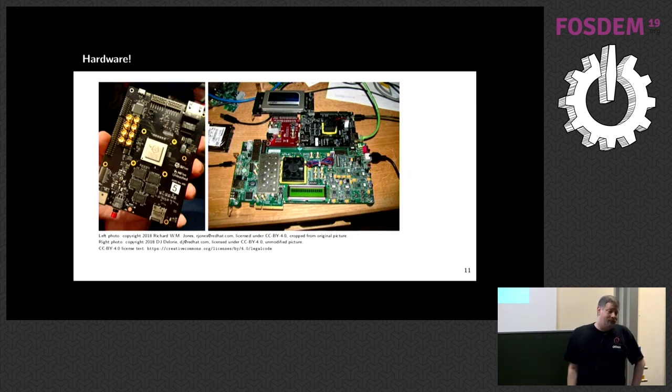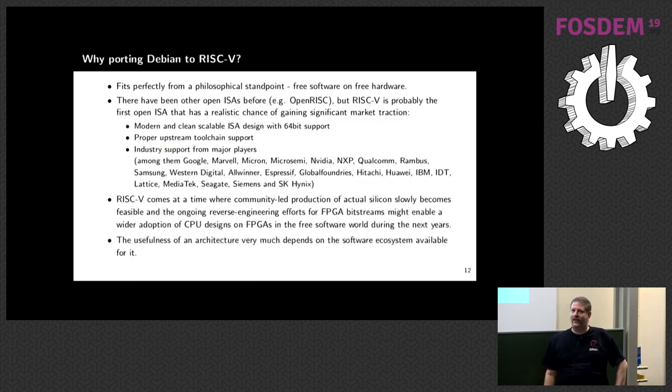So why port Debian to RISC-V? From a philosophical point of view, Debian and RISC-V are a perfect match. We have open source hardware, we have open source software, and we would like to combine those two. There have been efforts of porting Debian to OpenRISC, but those have not been successful because of the GCC problematic, because we would have had to ship different GCC versions on different platforms, which is something that Debian does not do. Debian uses the same versions on all platforms, so that was not an option.